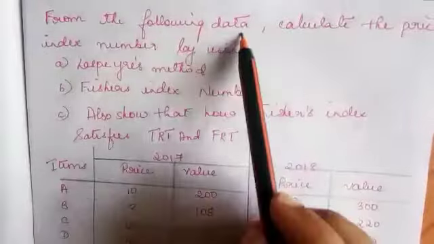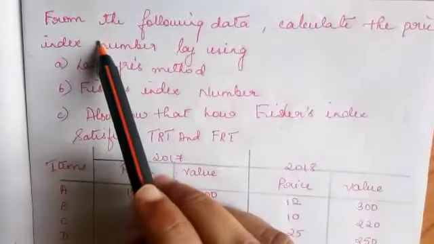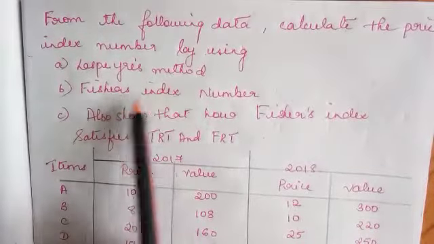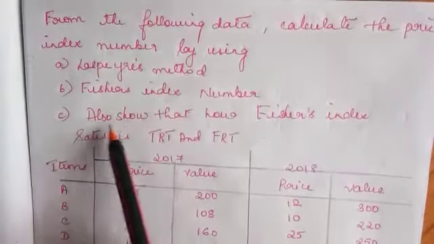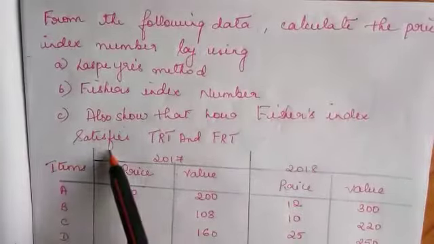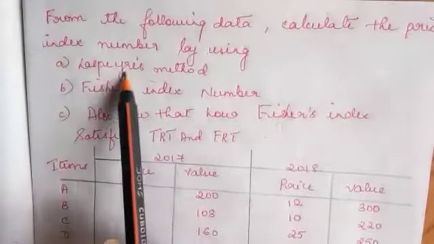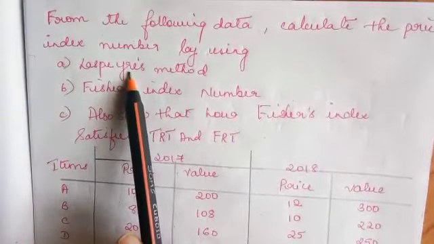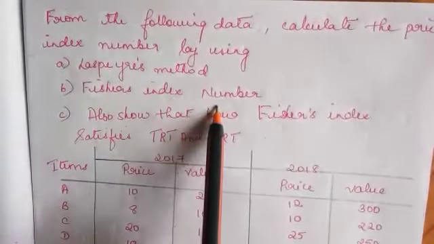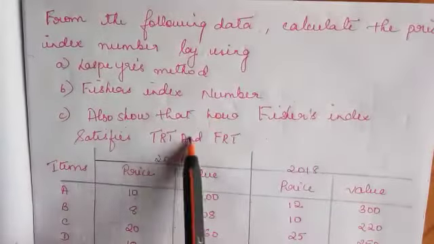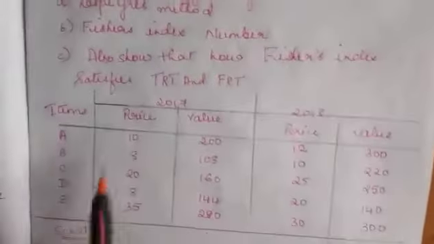From the following data, calculate the price index number by using the Laspeyres method. Also show how the Fisher index number satisfies TRT and FRT. First, you have to calculate the Laspeyres price index. Second, you have to find the Fisher index, and then see whether that Fisher index satisfies both TRT and FRT.